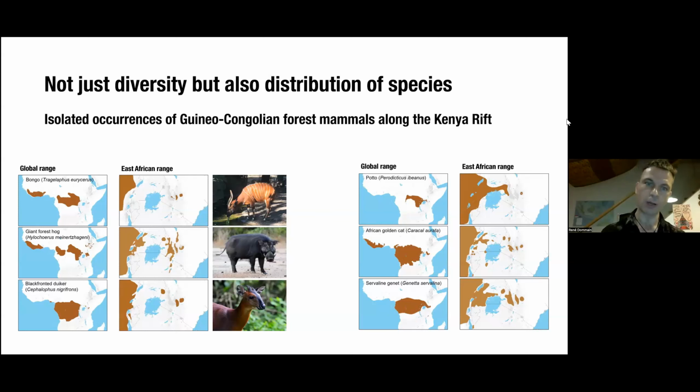And some of them occur actually east of the Kenya Rift, along Mount Kilimanjaro and Mount Kenya, for instance. I just show a couple of photos I took here, either in zoos or in the wild, of bongo, forest hawk, and black-fronted duiker. So how did these animals get there? How did they cross the rift?